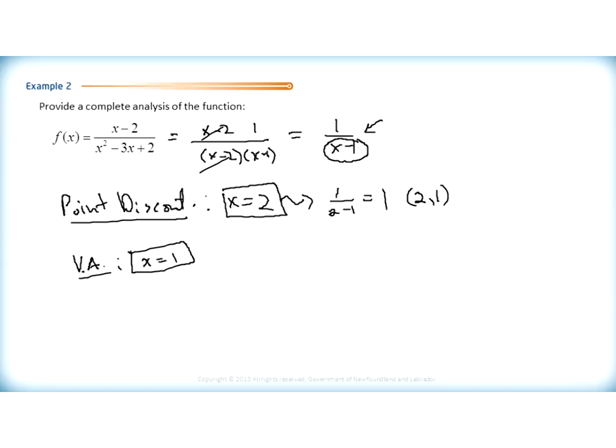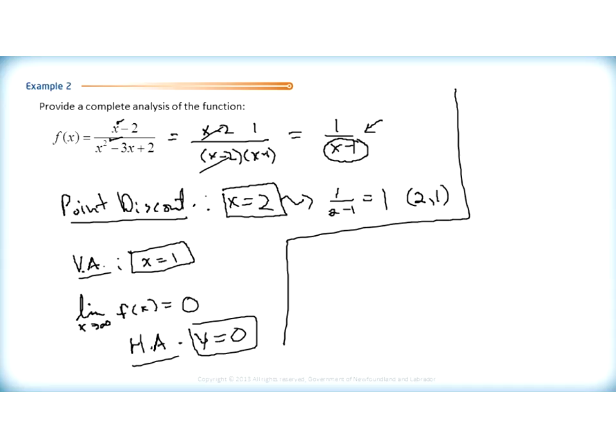In terms of that, we look at the degrees, and since the numerator is of smaller degree, the limit as x approaches infinity of our function f of x is going to be equal to 0, which means we do have a horizontal but not an oblique asymptote. So our horizontal asymptote is at y equals 0. There we go, lots of neat stuff happening. The last thing we need to figure out for a complete analysis are our intercepts.